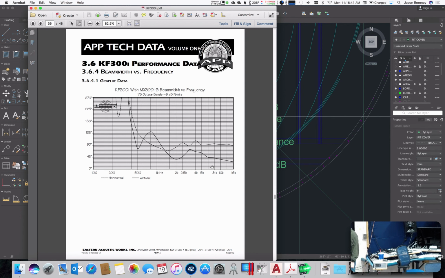No, I'm not saying that. This is not what a line array does. A line array does the exact opposite of this. A line array box goes, it's a diagonal line. It starts really omnidirectional and gets narrower, narrower, narrower as you go up. That's what a line array cabinet does.